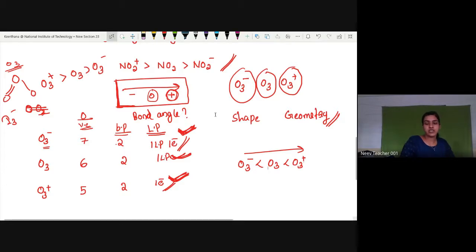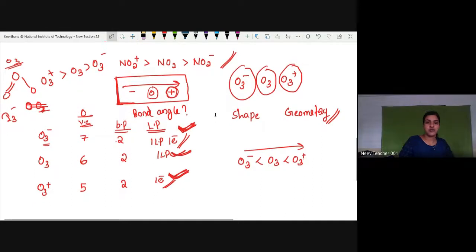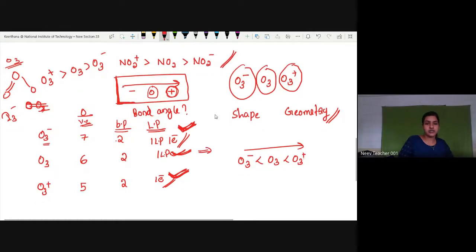Yes, the geometry and shape prediction is difficult. You can directly predict this for O3 because we are not dealing with odd electrons in VSEPR. That is one demerit of VSEPR actually. We are only dealing with pairs, so we are not discussing these things in VSEPR. But the comparison we can tell: O3 plus is greater than O3, which is greater than O3 minus, since the repulsion is minimum in O3 plus.